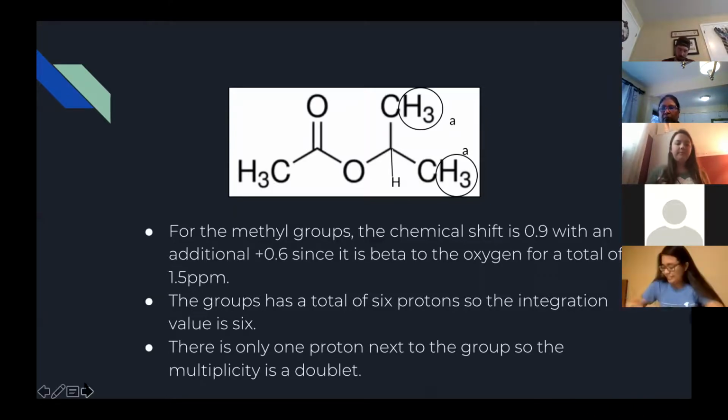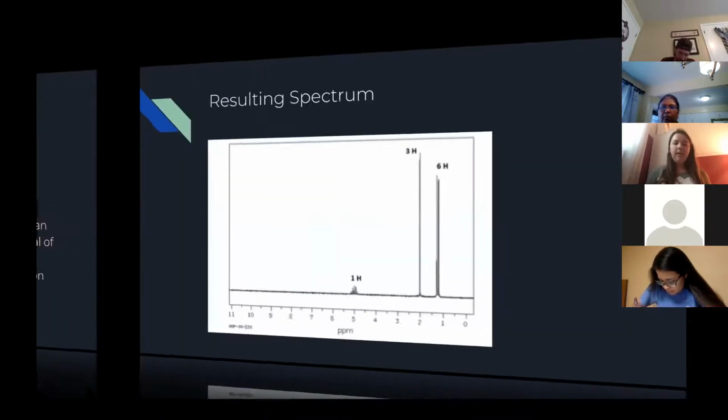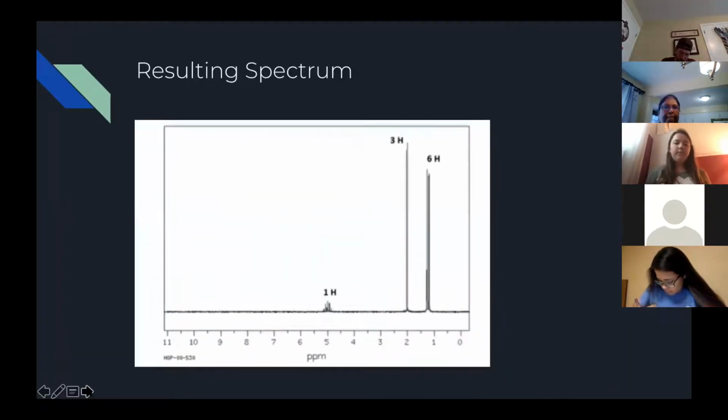Okay. So that's all. Now we just analyzed all the different hydrogens of this molecule, and we have all the values that we need to graph. So the next thing that we do is graph it. So this is a graph.